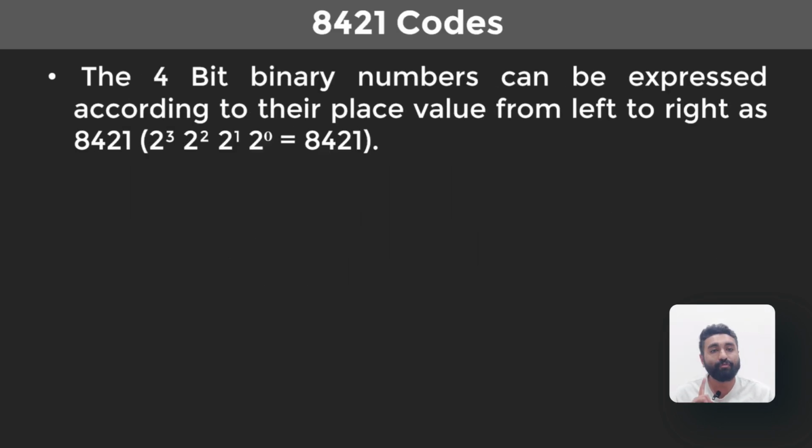Now let's understand the first type of code, that is 8421 code. That is simply the BCD code. That is what we call BCD code. BCD means binary coded decimal.